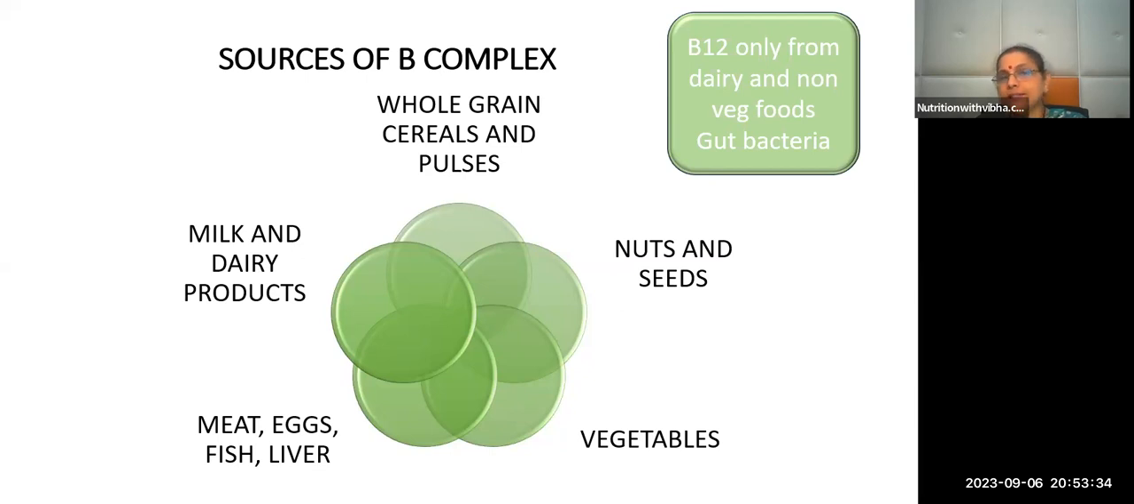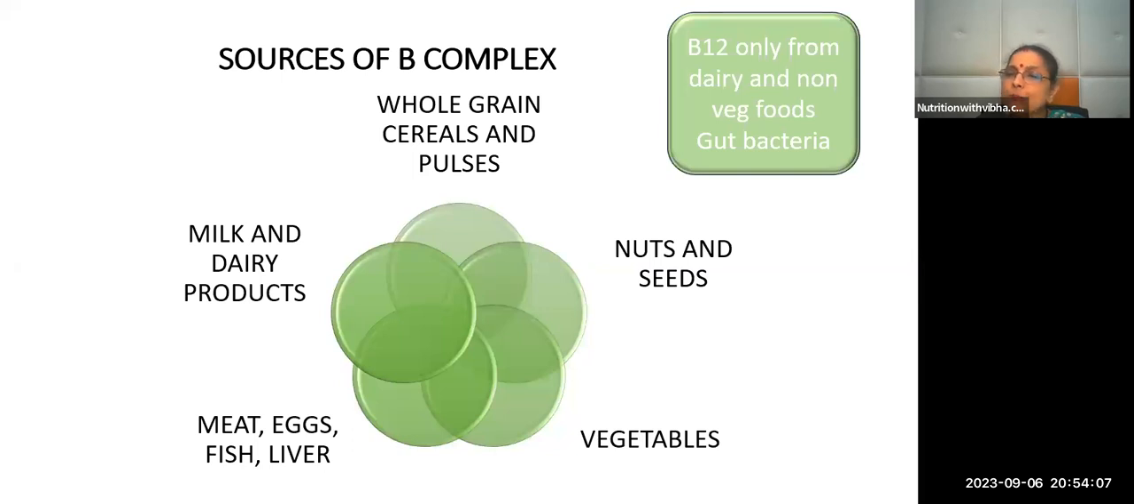So we should again start having whole grain cereals and pulses, nuts and seeds, vegetables, milk and dairy products, meat, eggs, fish, and liver. And let me highlight here the importance of sprouting. Sprouting increases the B complex content of the pulses and even whole grain. So you can sprout even gehu, even nachni. They can be sprouted, malted, and these become very rich sources of B complexes.